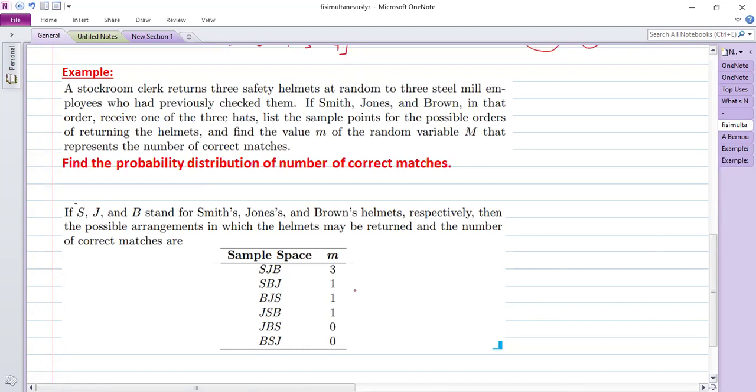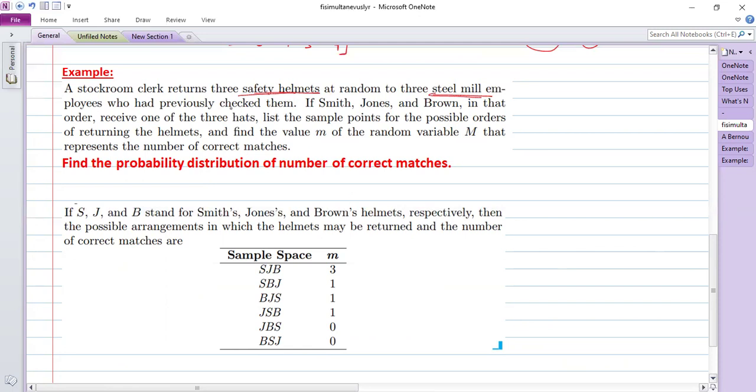Actually, in heavy industries like the coal industry or steel mill industry, the workers have to wear safety helmets. So once the workers are on duty, they have to get these helmets issued, and once they are off duty, they have to submit these safety helmets.